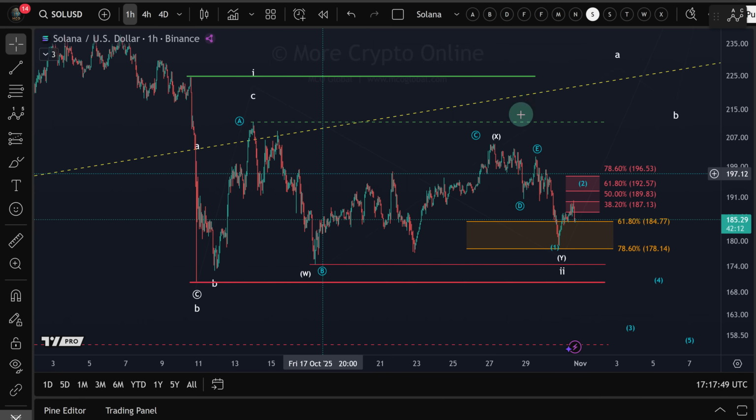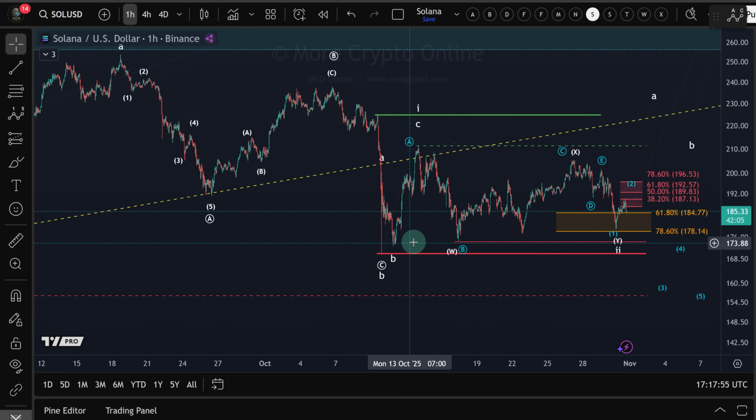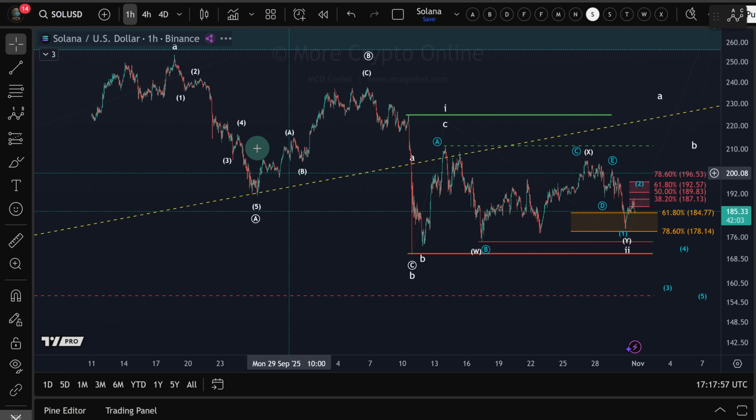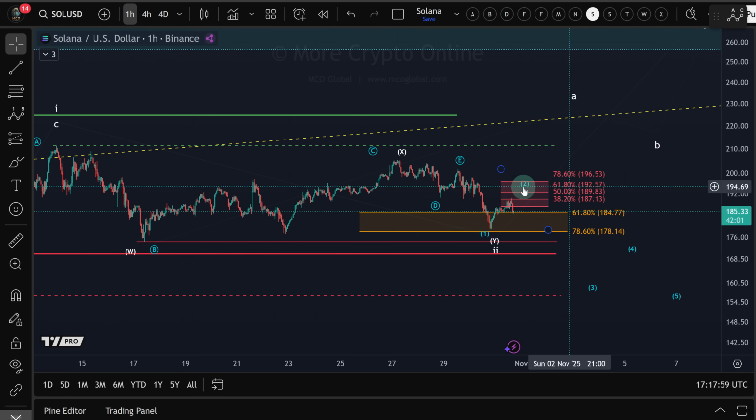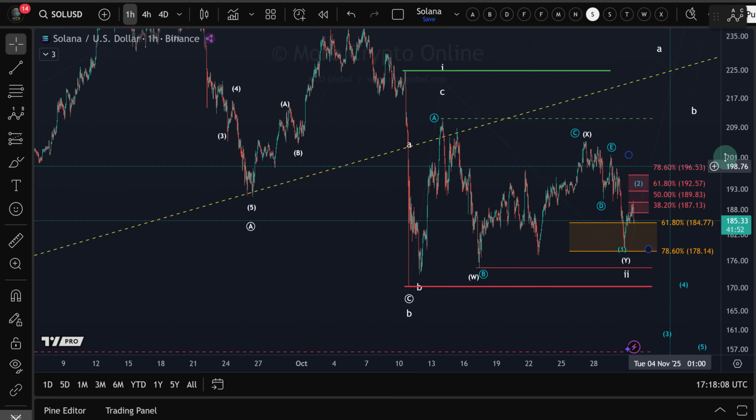I honestly don't have a very clear count. There are many counts that are possible. In my view, we don't have any impulsive price action to the downside, but exactly because of that, we have to make sure that we understand that the price can even go lower if we see only 3-wave movements, for example, in diagonal structures.